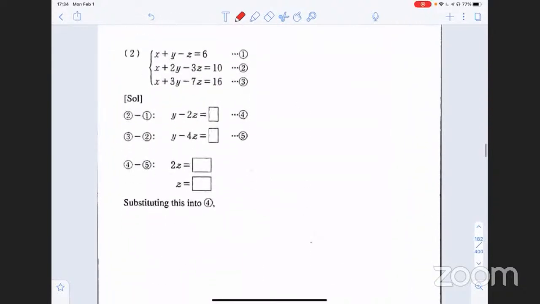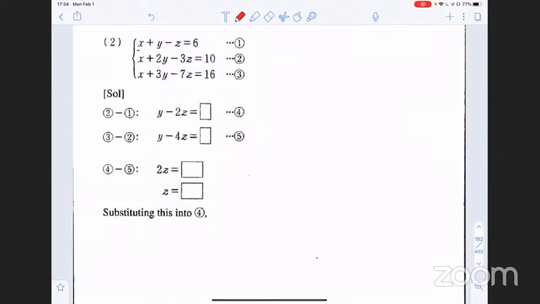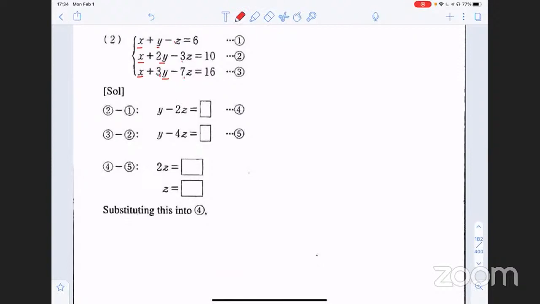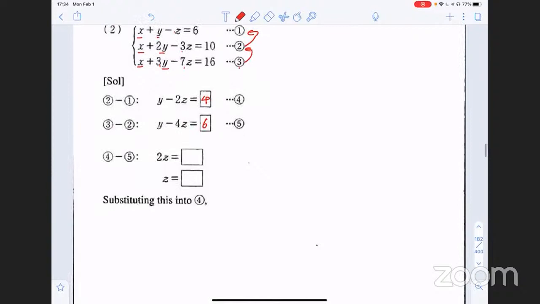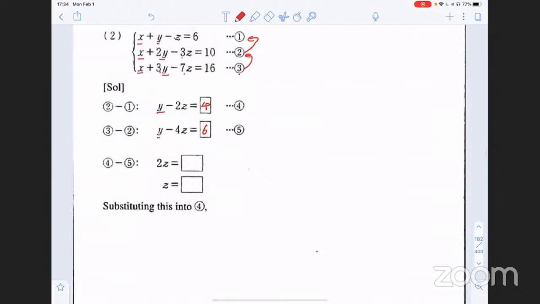Okay, so for this one, same thing. I have x, x, x, and I have y, y, y, 1, 2, 3, and this is -1, -3, -7. Definitely, it's easier for me to get rid of x. So first of all, I'm going to use 2 minus 1. Then I get 4 over here. And then if I use 3 minus 2, I will get 6 over here. The same thing applies. So now I want to get rid of y. If I'm getting rid of y, I'm using y plus 2z subtract y plus 4z, then I will get 2z is equal to minus 2, z is equal to -1.